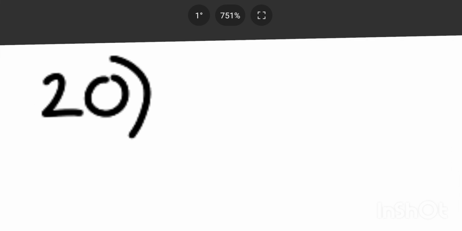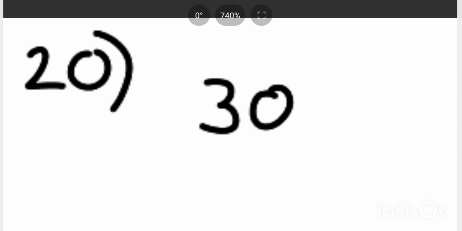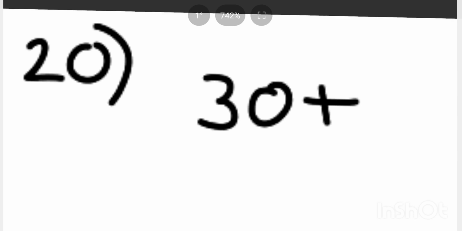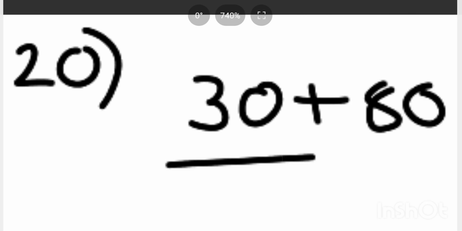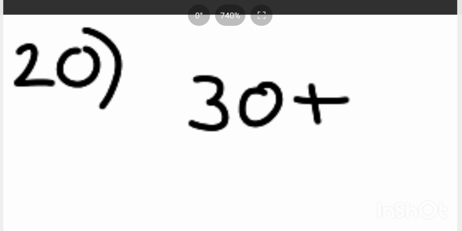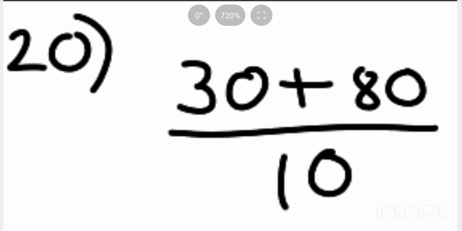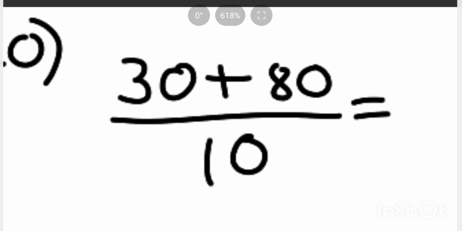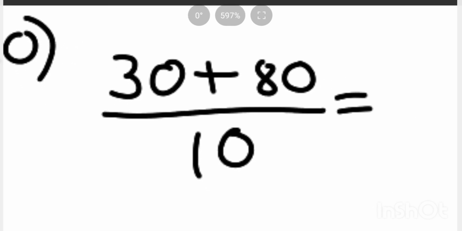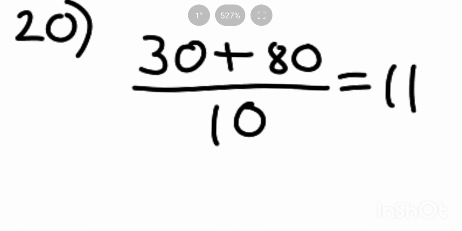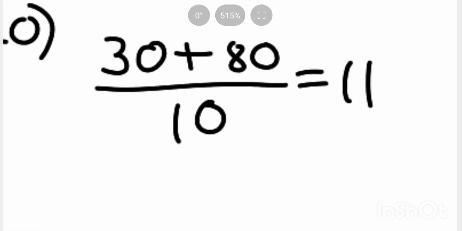Okay, so rounding each number to the nearest 10, that would be 30 plus 80 divided by 10. So 30 plus 80 is 110, and 110 divided by 10 is 11. So you can see here that our estimate is 11. His answer is 37.65. His answer is way off our estimate, so clearly he's wrong.